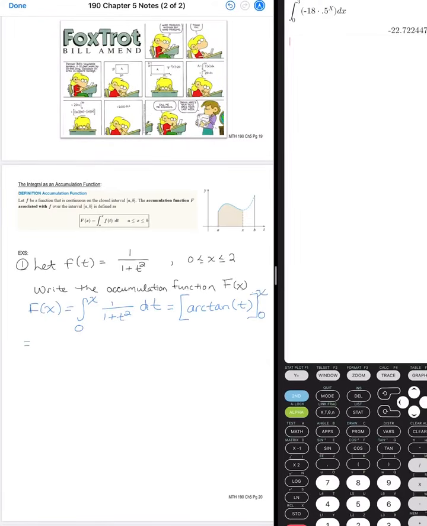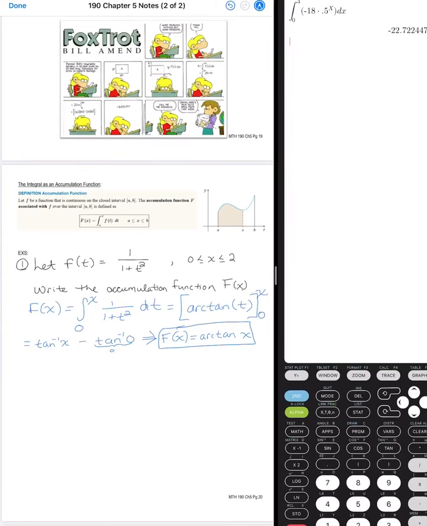So we are going to have arctan, or if you prefer, tan inverse of x minus the tan inverse of 0. Where is tangent equal to 0? Or you could use your calculator, of course, that's at 0. And so we just end up with tan inverse of x. So our accumulation function here is simply tan inverse, or arctan of x.